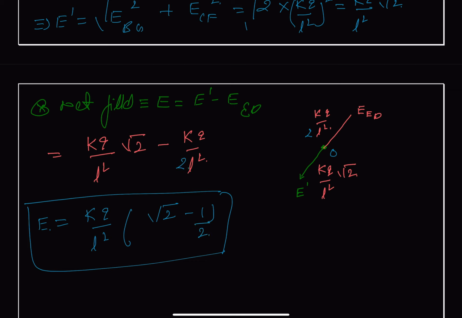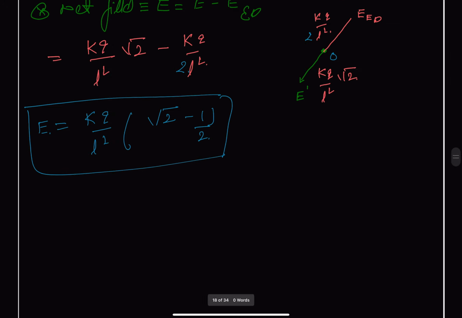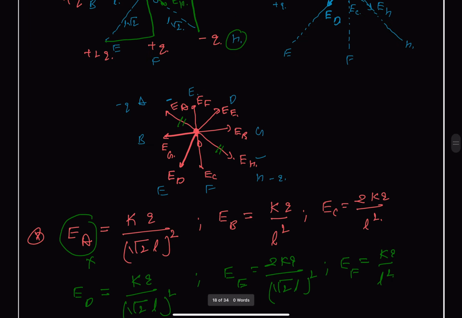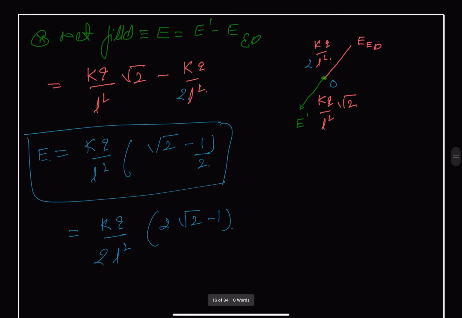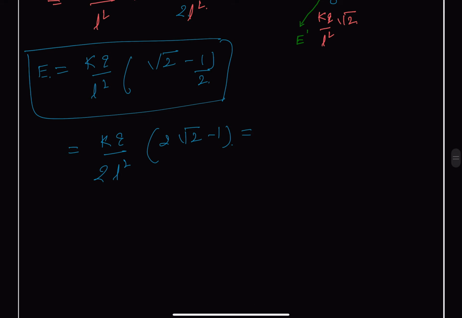And we get this as KQ 2L square. This is 2 root 2 minus 1. Okay, any other difference? Okay, they are inside the square, so we can just modify it. Answer is more or less correct. We can substitute the value of K, that is 1 upon 4 pi epsilon naught. This comes as Q upon square root of 2 whole square, and this comes as 2 root 2 minus 1.